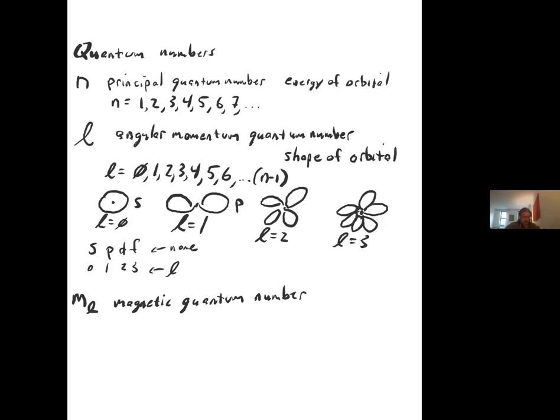This shows you the direction of the orbital, what direction it's pointing. And sometimes that's referred to as orientation. Okay, the orientation is the direction. And this one, M sub L, can be 0, but it can also be negative. It's the first quantum number that can be negative. It can be positive or negative.